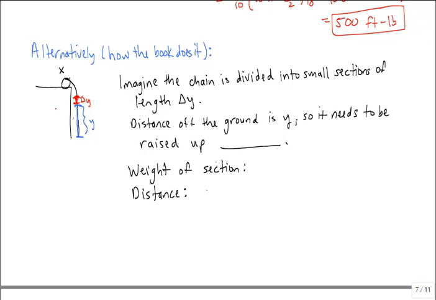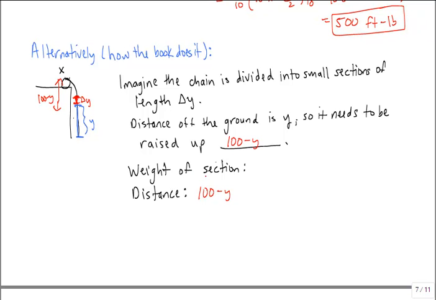Well, the entire chain is 100 feet long, so if this much of it is y, then what's left here must be 100 minus y. So the distance that I need to move this section up is going to be 100 minus y. So that's our distance function, just like we had a distance function in those fluid problems.